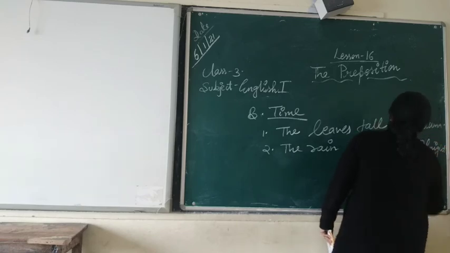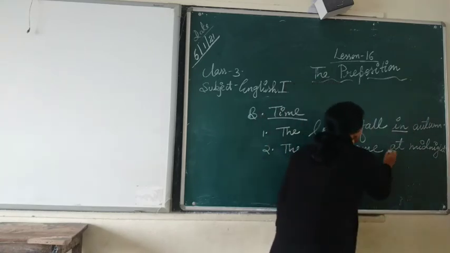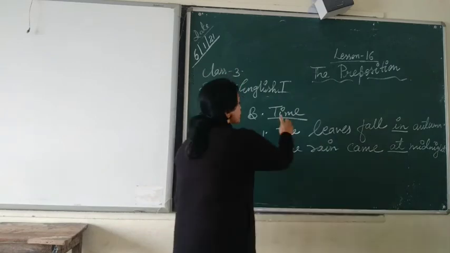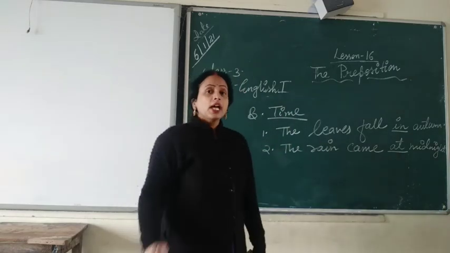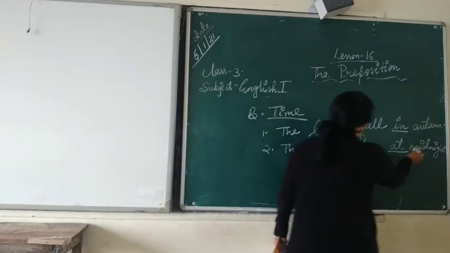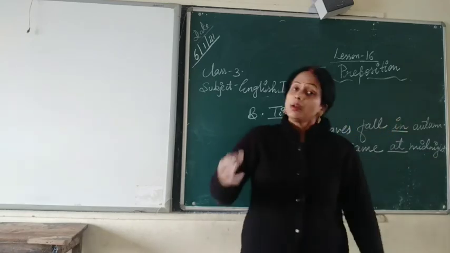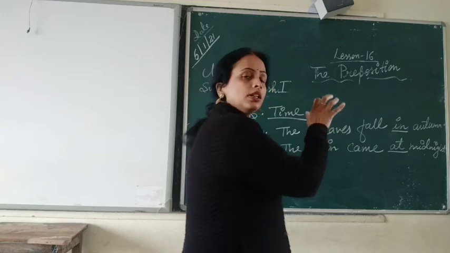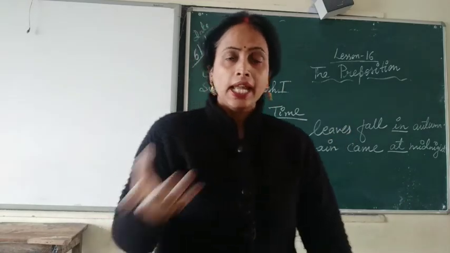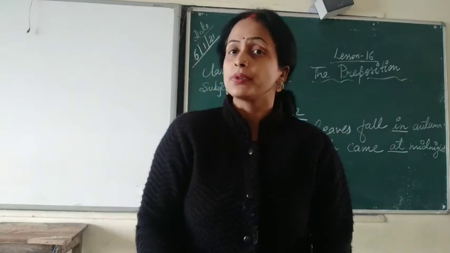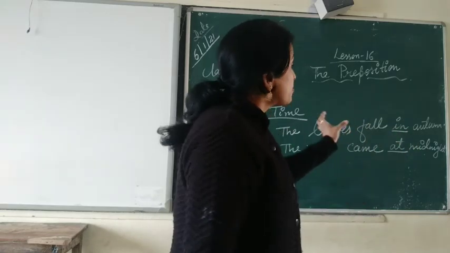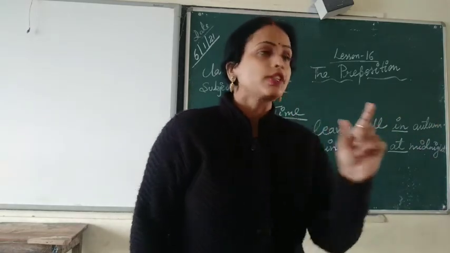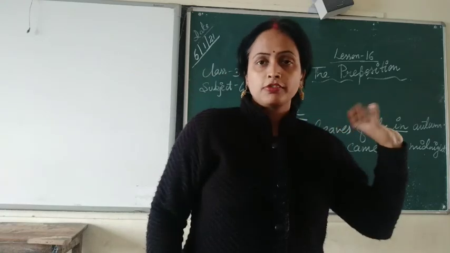Now, this is at midnight. Here the preposition is what? At. This "at" shows the time. And what is the time here? Midnight. So it shows a relationship of a noun or pronoun. "At" is showing the relationship of a noun or pronoun, and it tells you about a particular time. And what is the time? At midnight. So "at" we are using for time purposes.